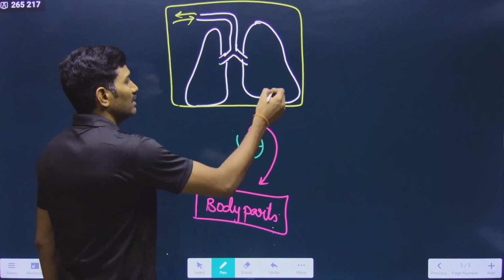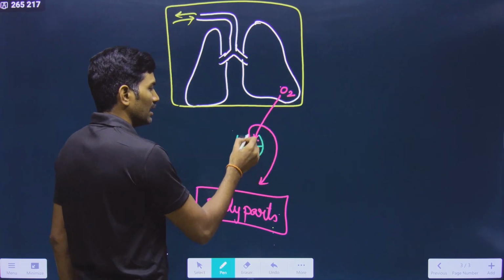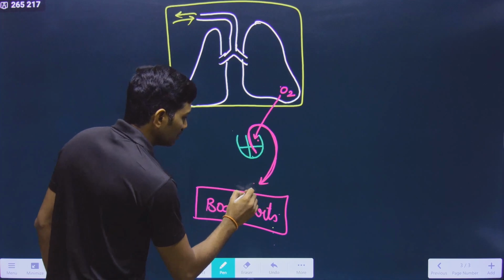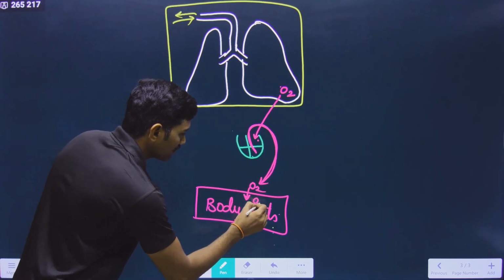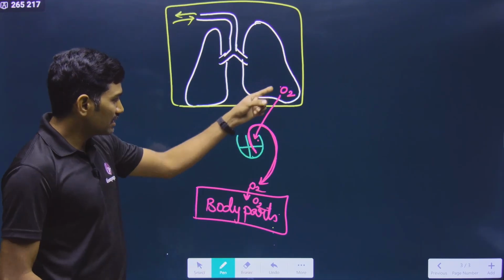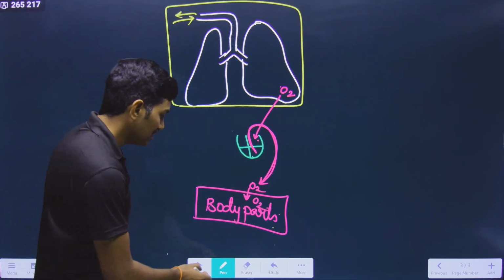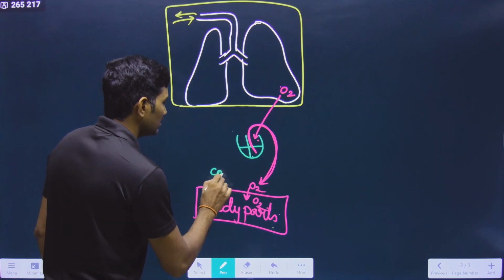That means what happens? From the lungs, oxygen is coming to this heart, and now through this blood it is going to the body parts. So in this way, it is entering into the body parts. Body parts means what? Cells are present, and these cells will take this particular oxygen, and then these cells are releasing CO2.